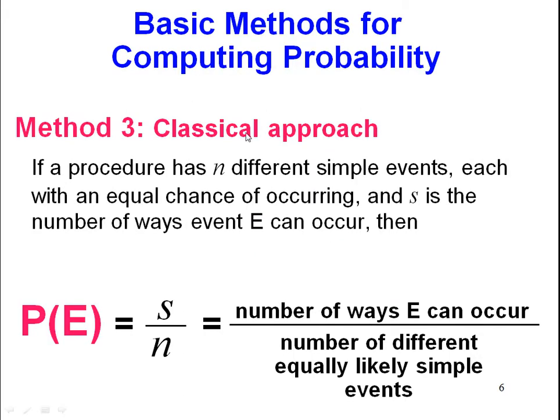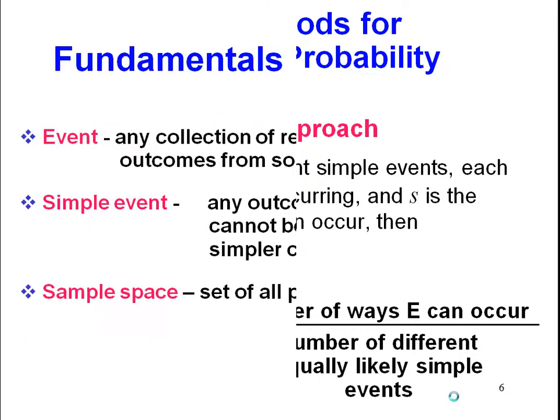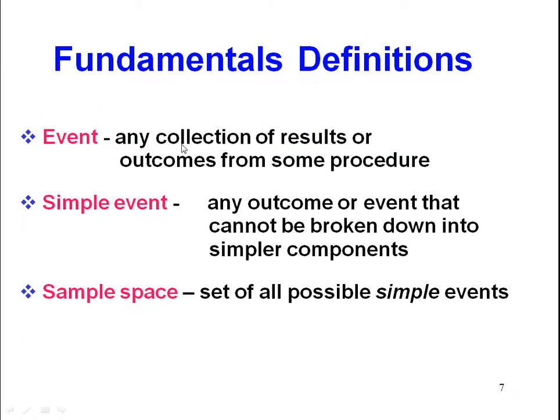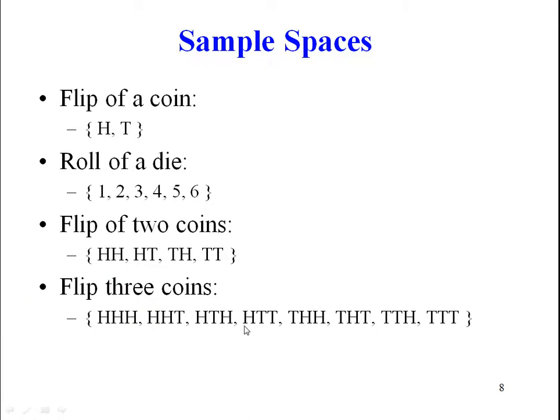Okay. The classical approach, or the direct calculation, is the same thing. The probability of an event is the number of ways the event can happen, divided by the total number of equally likely outcomes, or simple events. Now, some definitions: an event is any collection of results or outcomes from a procedure. A simple event is any outcome or event that cannot be broken down any further. And a sample space is the set of all possible simple events. The sample space is key for calculating probabilities, so we'll look at that.